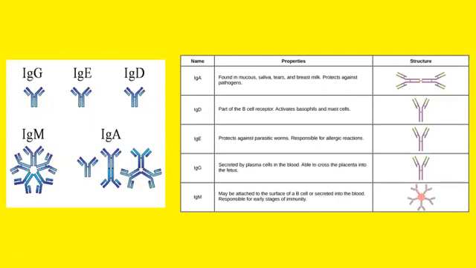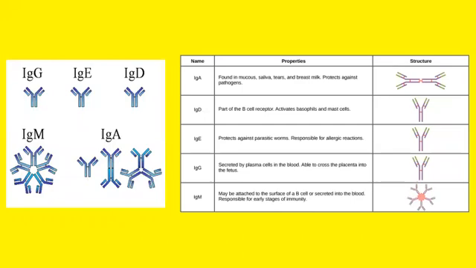Our IgA can be found in our body fluids such as mucus, saliva, tears, and breast milk. Its function is to protect us against pathogens such as viruses and bacteria. And our IgD is part of our B cell receptor. Its function is to activate our basophils and mast cells, so they activate our WBCs.